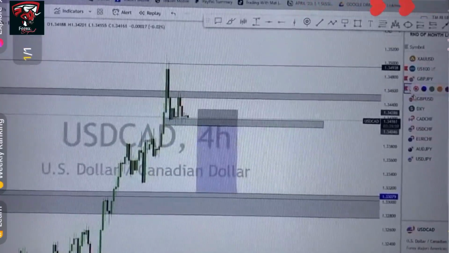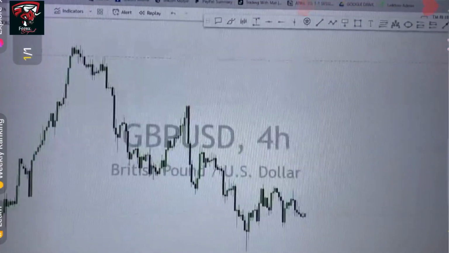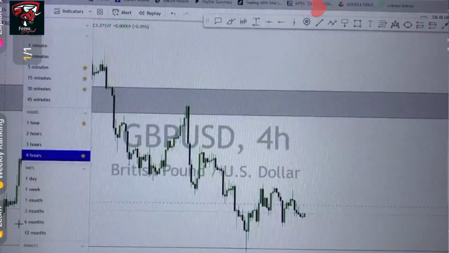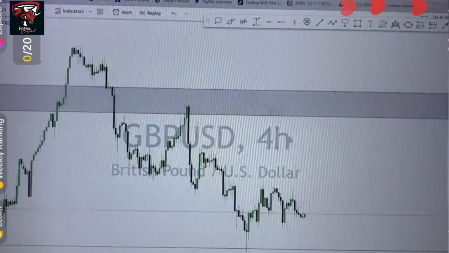Let's jump over onto the next thing. The next thing is GBP USD. Let's go on to a monthly time frame.